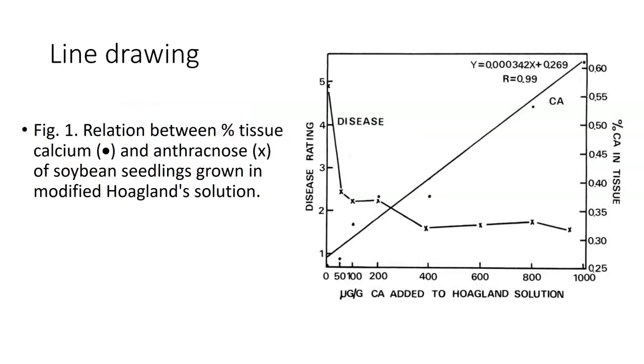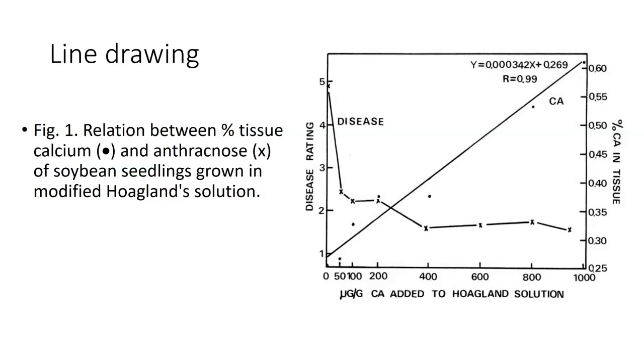Figure type 1. This is a line drawing. And what you can see is we've got some data points, and the data points are marked. And you can see that there are some lines that are giving you a visual representation of what's going on. Legend says, Figure 1, relation between percent tissue calcium, which are the little balls, and anthracnose, which is the X, of soybean seedlings grown in modified Hoagland solution. So we know that soybean seedlings were grown in modified Hoagland solution, and the modification was that the calcium level was varied. We can see how much calcium was picked up by the plant, and we can also see what the disease level was after they were inoculated.